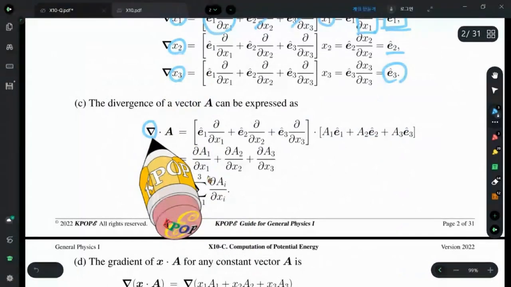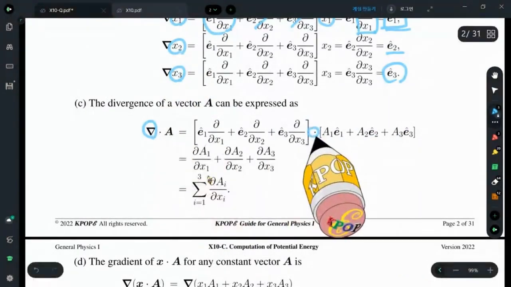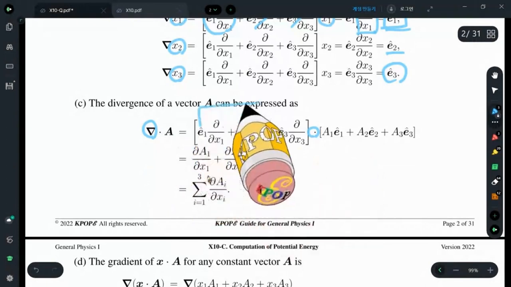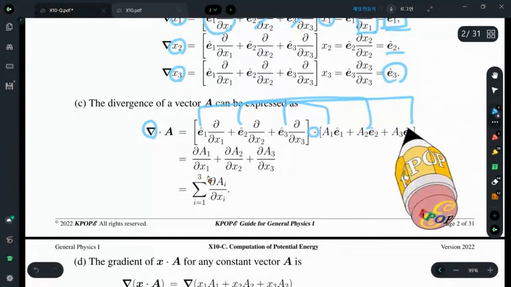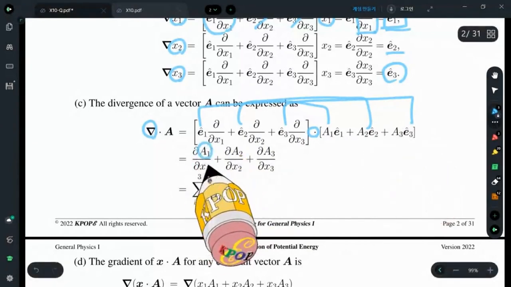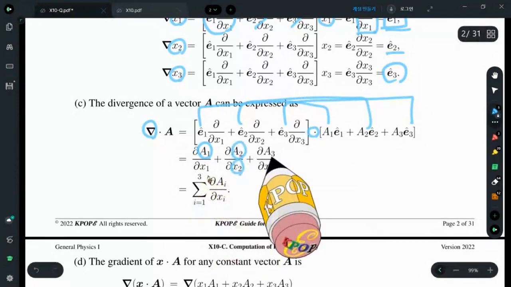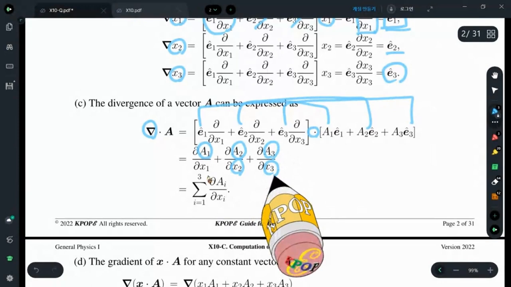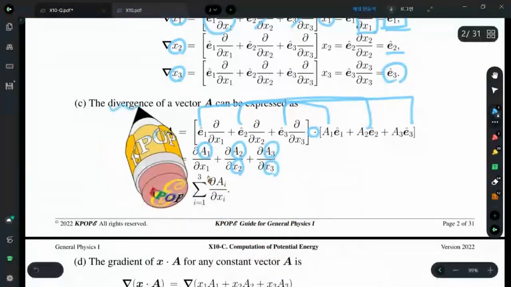This gradient operator also appears as a scalar product. In that case, the 1, 2, 3 components will be combined together: the x component with the x derivative, the y component with the y derivative, the z component with the z derivative, and sum them all. That is divergence.